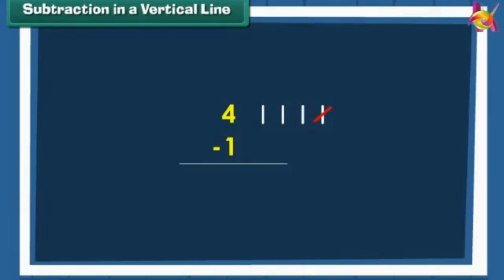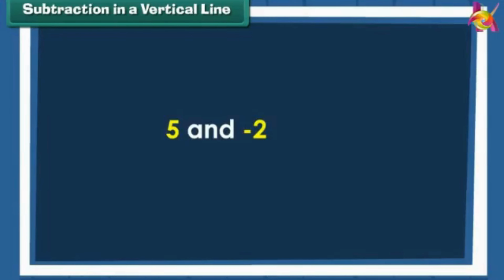Cross out 1 vertical line to subtract 1. How many vertical lines are left? 1, 2, 3. Therefore, 4 minus 1 is 3.